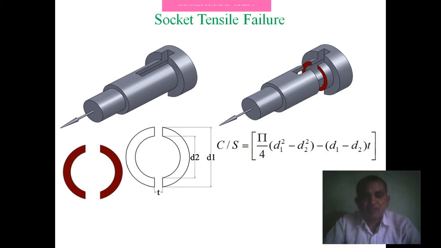And you can find the tensile stress sigma T. Here we have found the tensile stress. Sigma T is the force per unit area, and the force is the tensile force P, and the cross-sectional area for this socket is also mentioned here. So by using this, we can find the tensile stress present at the socket end.